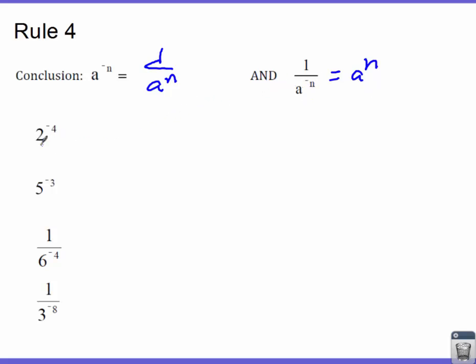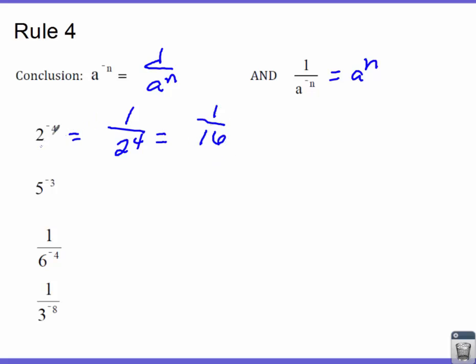So if I've got this 2 to the negative 4th, what I'm really going to do then is flip this, because that negative tells me it's going to flip, and it's going to be 1 over 2 to the 4th power. Now if I want to evaluate this, then I will type in 2 to the 4th power into the calculator, and you end up with 16. So this becomes 1 over 16.